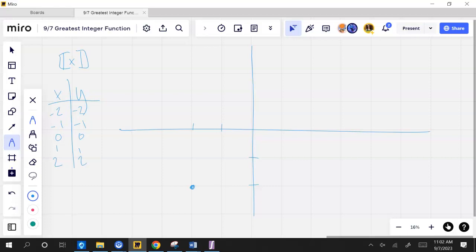Okay. Let's plot. Did y'all get these plotted? That's where I would start if I was graphing. Now, we're going to do some stuff other than just greatest integer. Right now, I'm just dipping your toes in here. So y'all just stay with me.